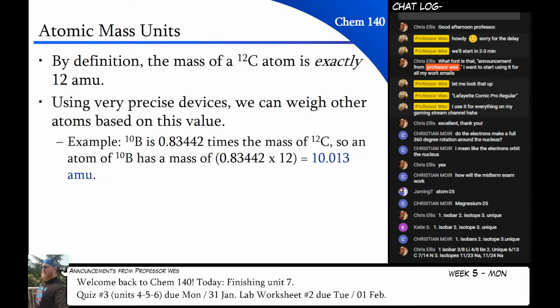So if I define the mass of carbon-12 to be exactly 12, then what I'm going to do is use this device called a mass spectrometer. And what the mass spectrometer does is it says, okay, here's my sample. I'm going to feed this into an ionizer. So now my sample has a charge on it. And then I'm going to feed this through a magnet.